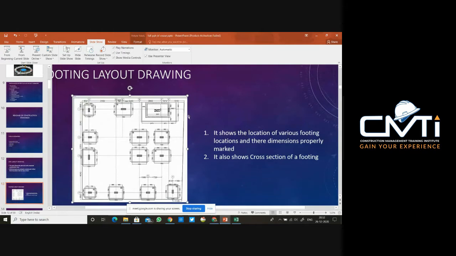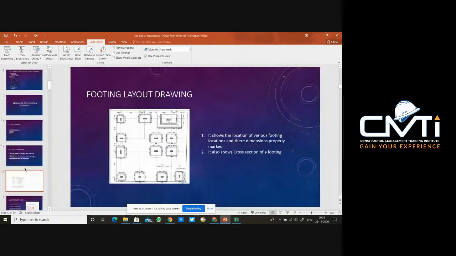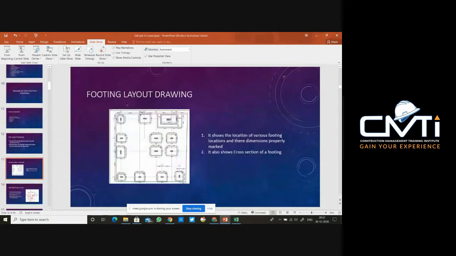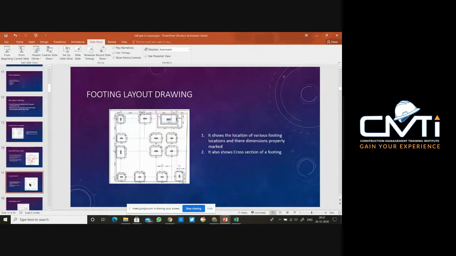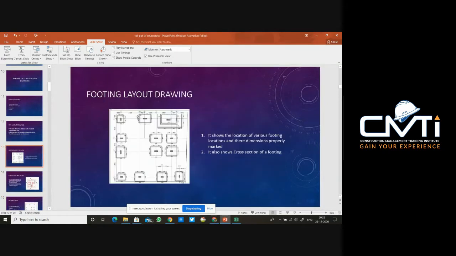There are also grid lines in this. All the grid lines, we have to first of all verify. So we have various plans such as architectural plan, footing layout plan, column layout plan. So these grid lines should be the same for all these. We have to verify this in all the drawings.